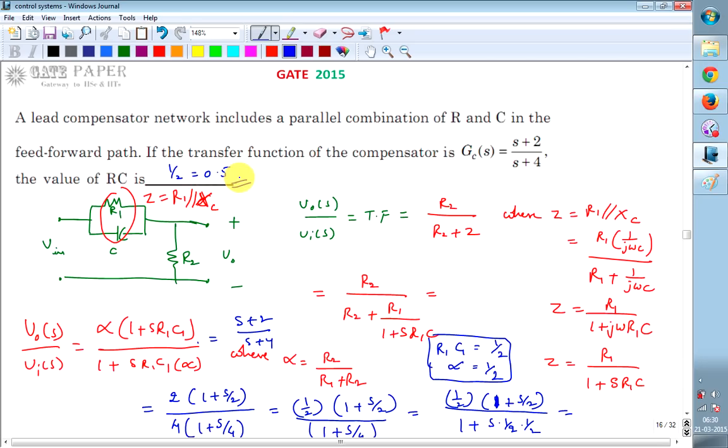So it doesn't take much time. Directly you can use the transfer function, which is the standard transfer function of a lead network, and compare it with the given transfer function. You can identify the alpha value and the RC value.